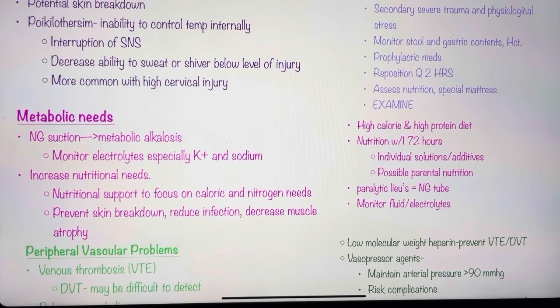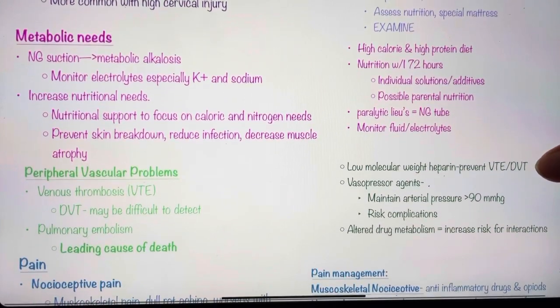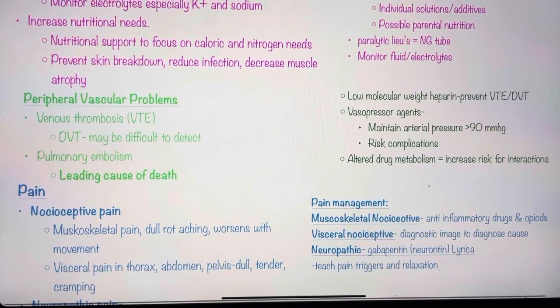We touched on this a little bit, but there are peripheral vascular problems like venous thrombosis or DVTs, which could also result in a pulmonary embolism. This is actually the leading cause of death for these patients because it may be difficult to detect DVTs, and therefore they can easily travel to the lungs. And these patients also don't have great venous return, which again results in that thicker pooling of blood and can cause those DVTs. We want to keep these patients on a low molecular weight heparin to prevent it.